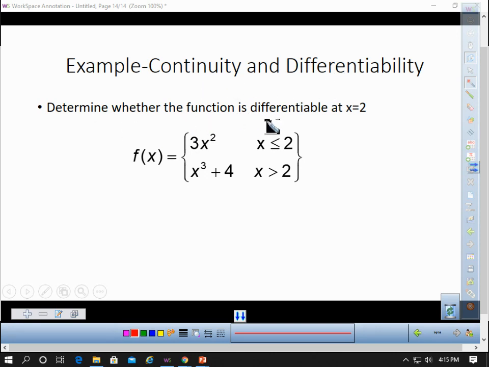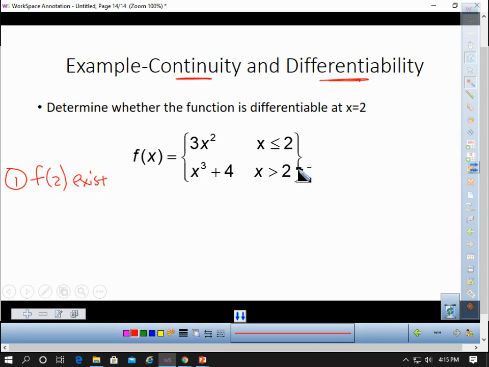All right, so determine whether this function is differentiable at x equals 2. Before you can be differentiable, you have to be continuous. So do we remember, which we've already talked about this year as a review, what are the 3 steps to determine that this function is continuous? All right, step number 1, f of 2 has to exist.